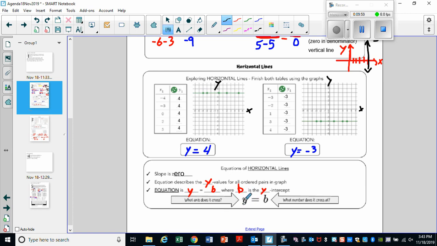So anytime you see y equals some number, your graph crosses the y-axis. So the graph of the line crosses the y-axis at the value b. So in this case, example on the left, y equals 4. Example on the right, y equals -3, because that is where the line in those two respective cases crosses the y-axis.